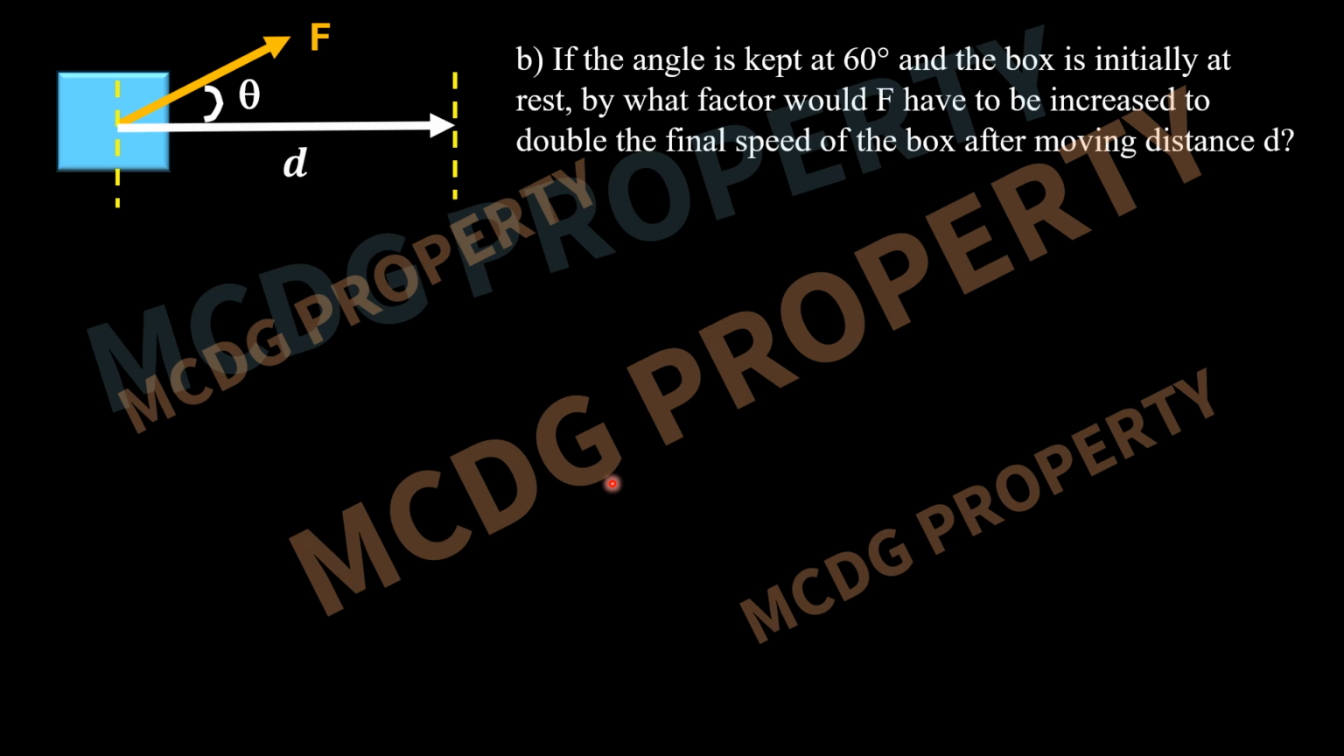The next question is, if the angle theta is kept at 60 degrees and the box is initially at rest, by what factor would F have to be increased to double the final speed of the box after moving a distance d? So in this particular question, d is the same, theta is the same. We're just looking for by how much we will increase F so that the final speed of the box after moving a distance d will double.